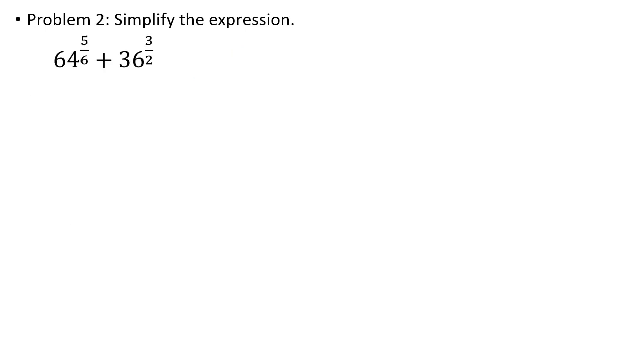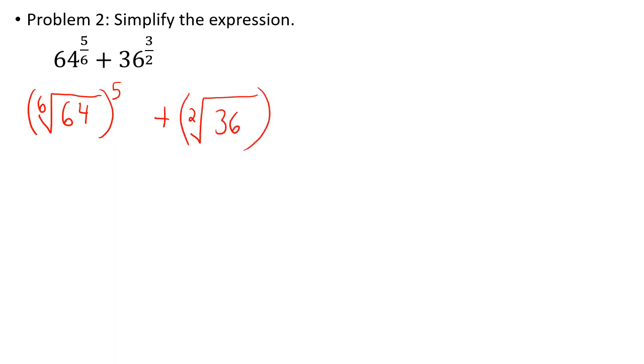Alright, so this problem is just like the ones you were doing. You're just doing it twice, and once you've done it twice, you are then going to add the two numbers together. So we're going to look at the 64 to the 5 over 6. So 64, index is 6. We have the 64 here. The exponent is a 5. We're going to do the same thing to the 36 and the 3 over 2. Index is 2, 36, exponent is a 3.